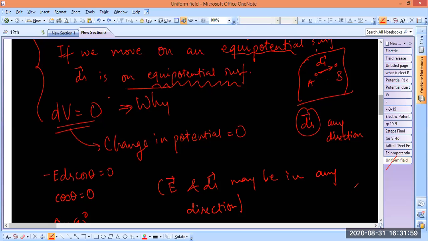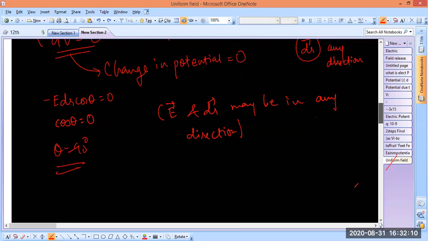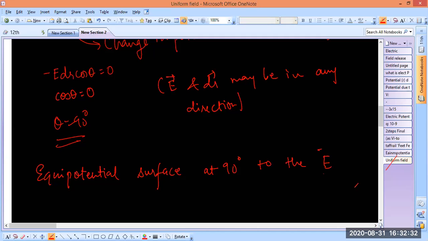I'll repeat what I've said. We are moving from some point A to some point B, so this is dr vector, a small displacement, and it is on an equipotential surface. So this actually means the equipotential surface must be at 90 degrees to the electric field vector, right? Only then every time you can get the angle 90.